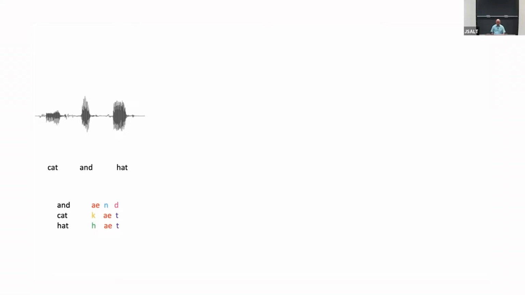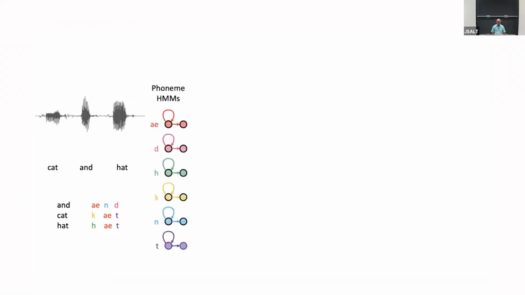So you see a in all 3 words. You see t in a couple of them, and so on. And for each of them, we create a little HMM. In the previous lecture, I had these 3-state HMMs. This time, I'm just going to have essentially one state because you just emit that sound as long as you want, and then you move on. We're going to keep the illustration simple, right?